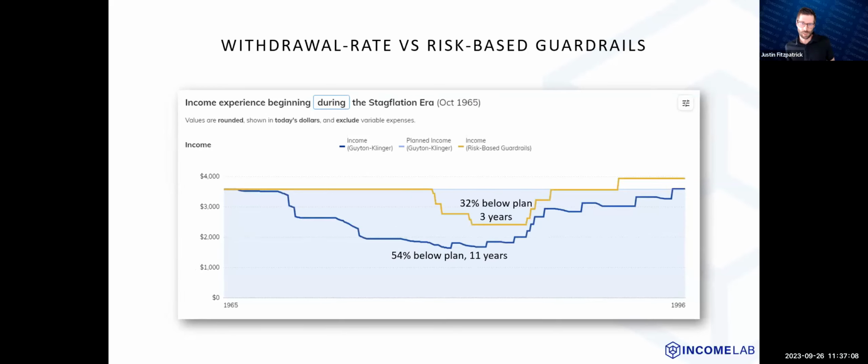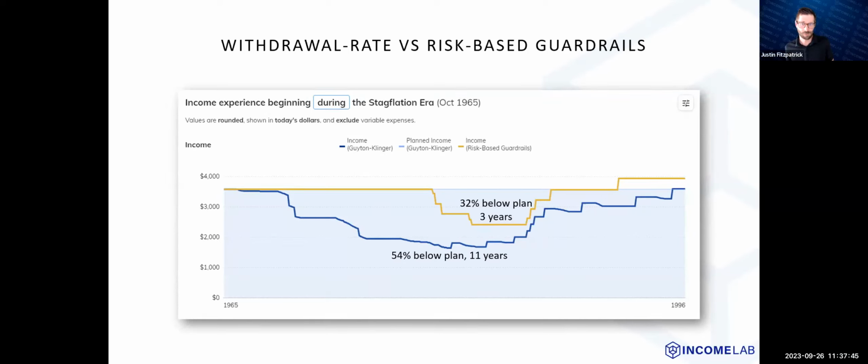The worst performing period for both risk-based guardrails for this plan and for Guyton-Klinger is this stagflation era. This is the source of the 4% rule. I purposely pushed income high enough that we would see some turmoil. If I'd kept it to 4%, obviously this would have performed just fine, because that's where the 4% rule came from. And so I spend almost all the plan below plan with Guyton-Klinger at worst, 11 years at about 54% below, meaning less than half of my original plan spending.